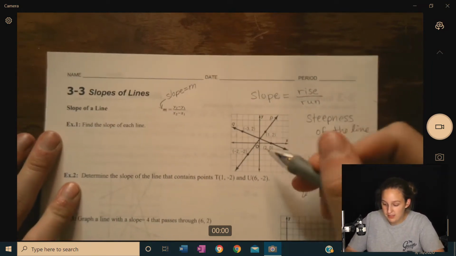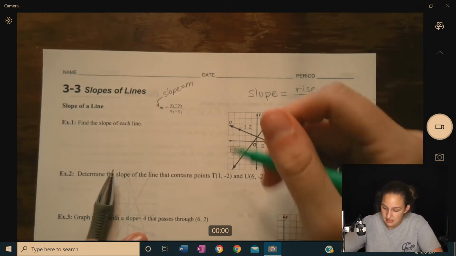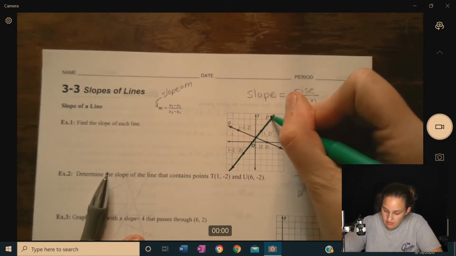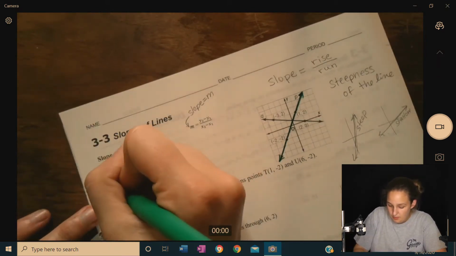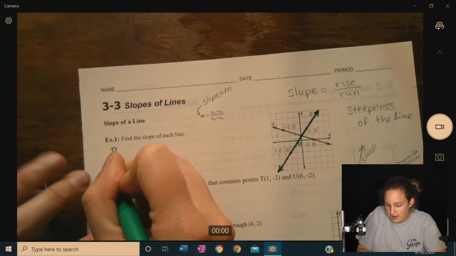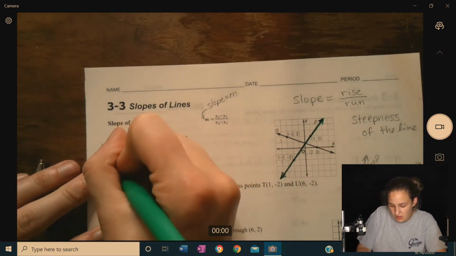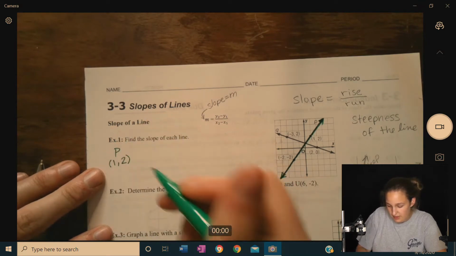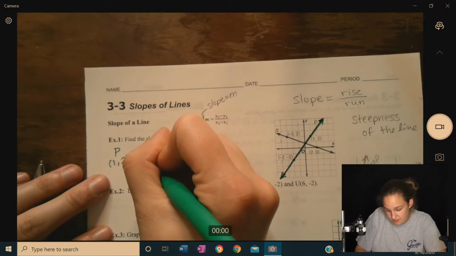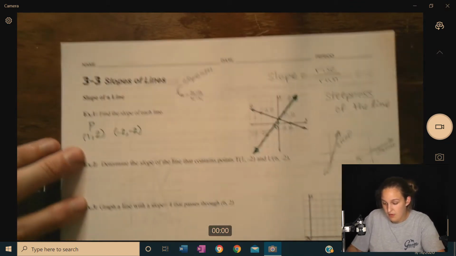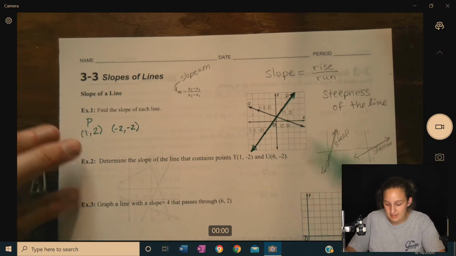So if we want to find the slope of line P, so that would be this right here, P has the ordered pairs. The first one is 1, 2. And then the second ordered pair is negative 2, negative 2. All right, so we just picked 2 points on this line. They were already given to us.